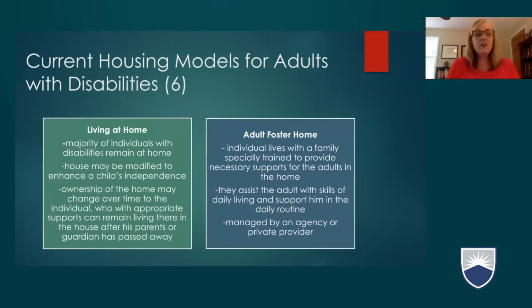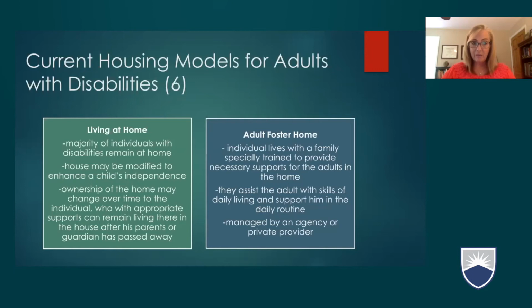Okay. There are, as we speak right now, about 6 models that are available for adults with disabilities in the community. Okay, so this is not the institution. This is following Olmstead and the regulations set forth by Olmstead. The first one is living at home, and that is where you will find the majority of individuals with disabilities living in their adult years. Some parents or families may modify that house in some way to enhance a child's independence. So they might build an addition onto their home that the adult child with a disability will live in.